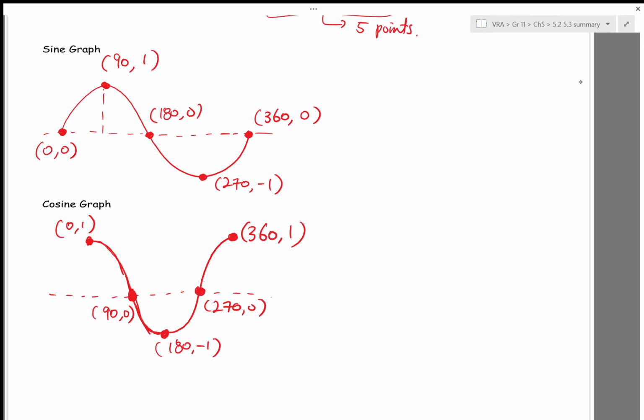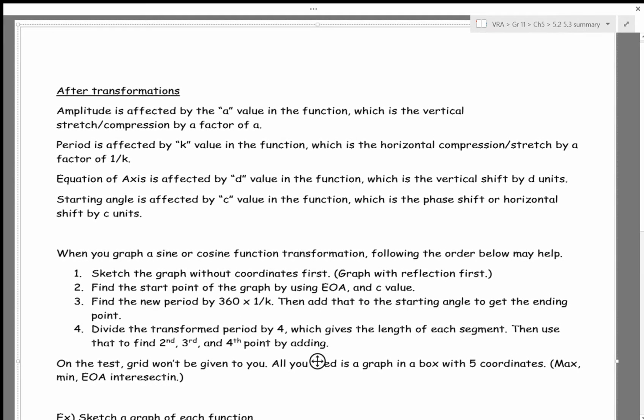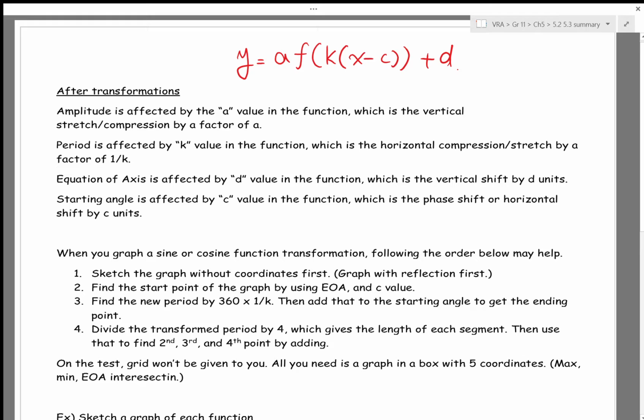So then let's get into the transformation part. When you're looking at the transformation part, it basically is the same as the transformation that we dealt with before, looking like y = a f(k(x - c)) + d, right? Hopefully you remember these.